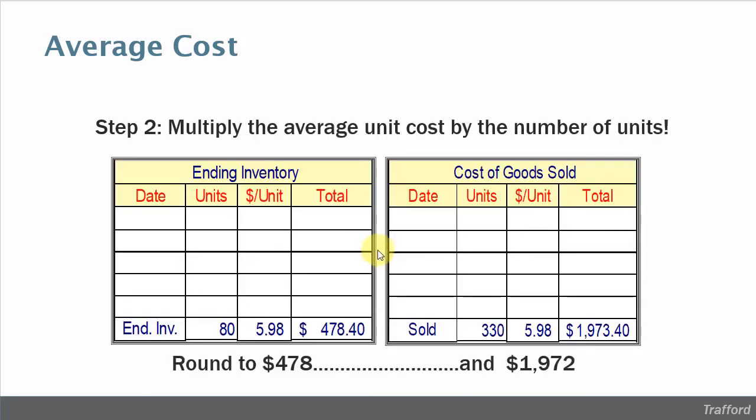And you don't really need the grids for the average cost method, because remember, step 2 is just simply taking that average cost that we just computed and multiplying it by the right number of units. So to get the cost of ending inventory, it's 80 umbrellas times $5.98 each, and to get the cost of goods sold, it's 330 umbrellas times $5.98 each. Now again, since I have some rounding error introduced here because I rounded to the nearest penny, I need to round these amounts as well. I want these amounts to add up to $2,450.